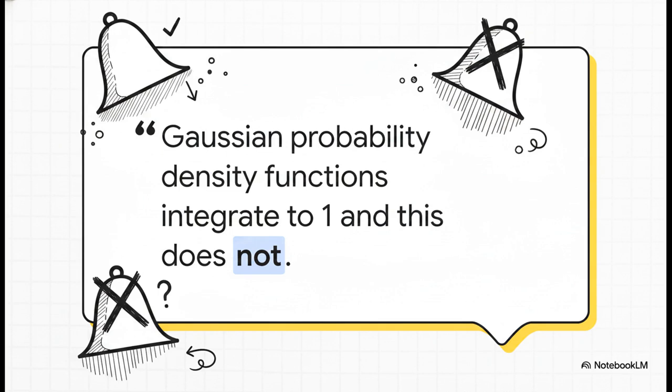A real Gaussian probability density function mathematically has to integrate to 1. This weighting function, it doesn't. It's totally just a cosmetic resemblance, nothing more.